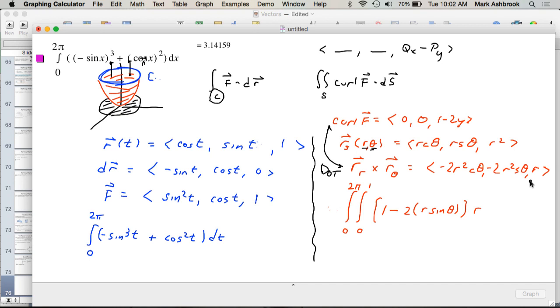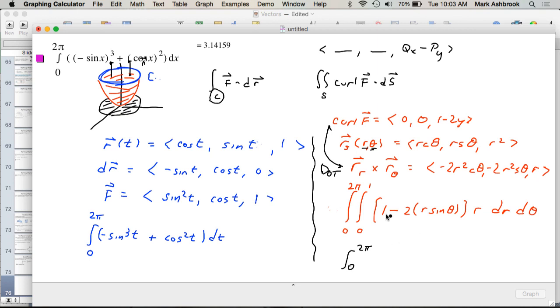And in fact, this is the r, right? So this is that r. When you did the cross product, this is that r that would be like r dr d theta. It's already there. Okay, so let's put that one in. Let's just do it.